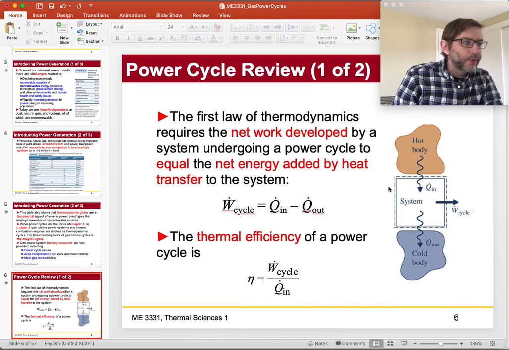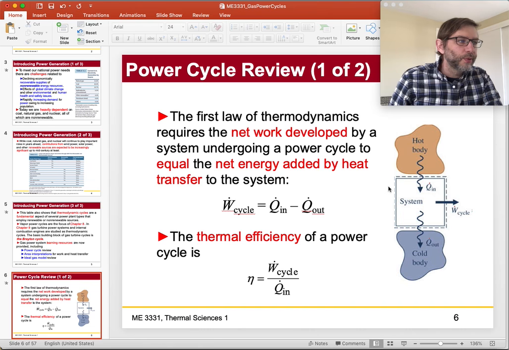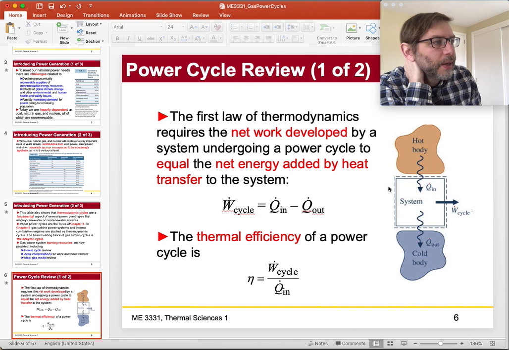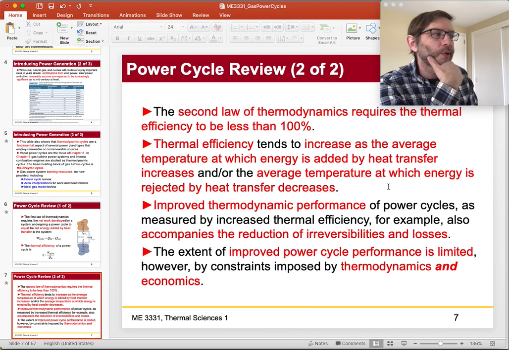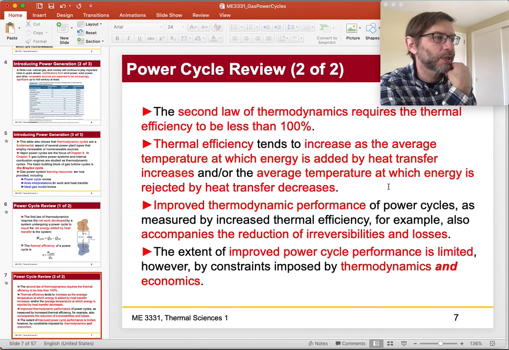Power cycle review. This should be total review for you. The first law of thermodynamics: work equals Q in minus Q out for a power cycle, and thermal efficiency is equal to work over Q in. We don't need to belabor that. The second law of thermodynamics requires a thermal efficiency to be less than 100%, so obviously we can't have 100% thermal efficiency. It's limited by Carnot, which is the maximum thermal efficiency we can have.